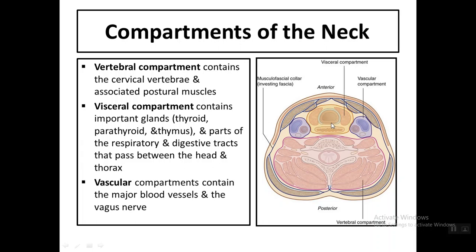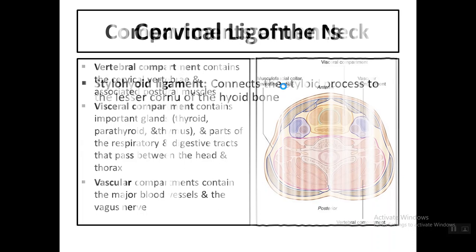The vascular compartment contains the major blood vessels, the carotid artery and internal jugular vein, and the vagus nerves. All these compartments are surrounded by the musculofascial collar, which is the investing fascia.